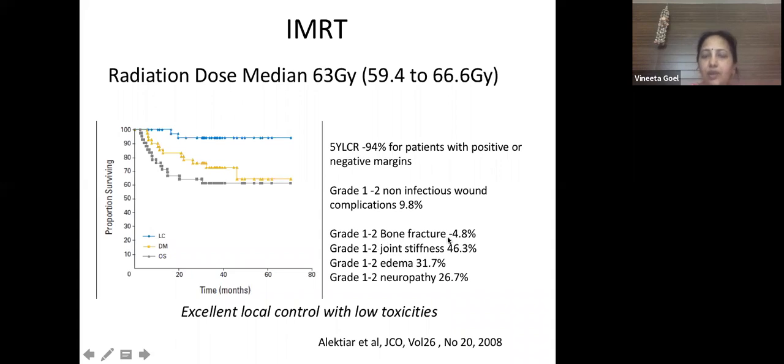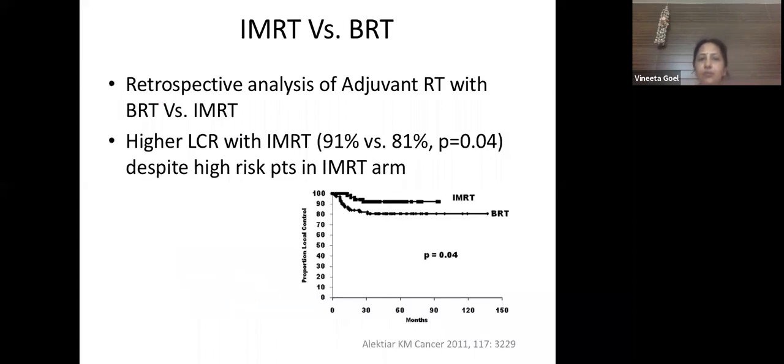For example, grade 1 and 2 bone fractures were 4.8%. Grade 1 and 2 joint stiffness was seen in 46% of patients. Grade 1 and 2 edema occurred in about 1/3 of the patients. Grade 1 and 2 neuropathy occurred in 26.7% of the patients. There were no grade 3 and grade 4 complications. So this was the first study from MSKCC of only 40 patients, which showed that even in high-risk patients after surgery, IMRT could do a good job, with a high control rate and very few complications.